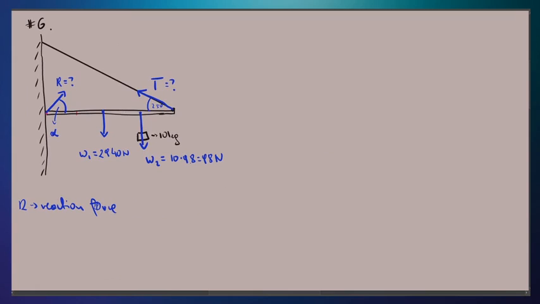So I know that the net torque is 0, right? The net torque is 0 because the bar itself, the horizontal bar, is not rotating. But that means that the sum of all of the torques is going to be 0, and so the torque produced by R plus the torque produced by weight 1 plus the torque produced by weight 2 plus the torque produced by tension, all of these will give me 0.